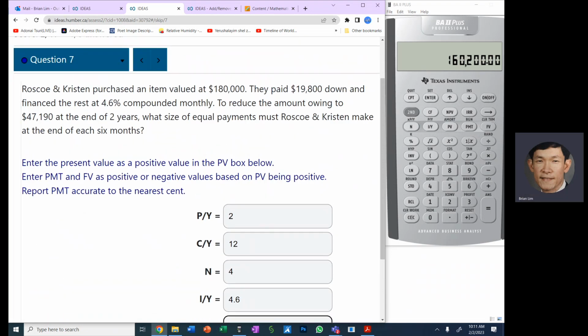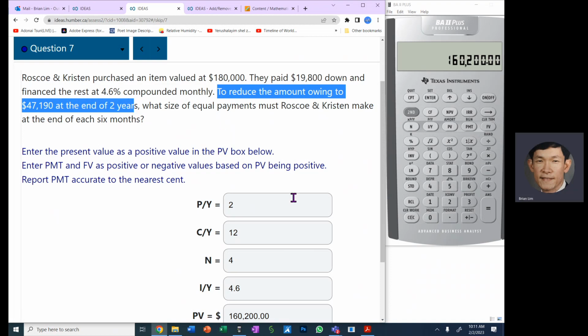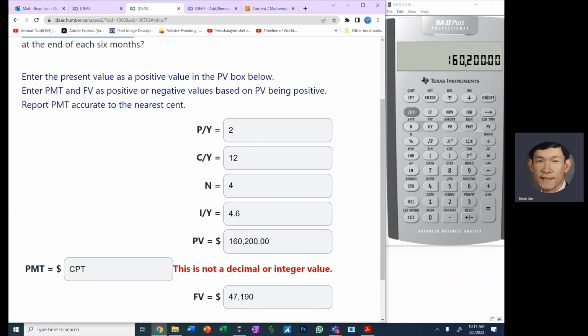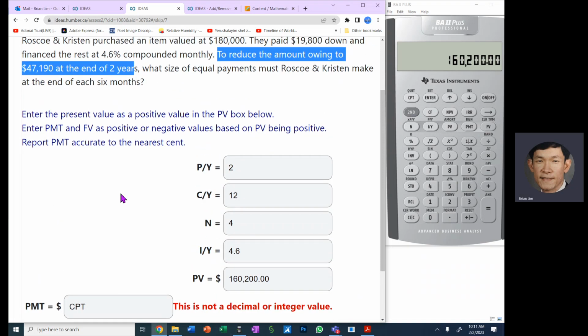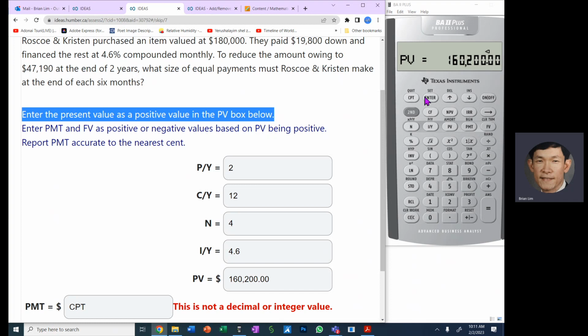And the future value now, they would like to reduce the debt to 47. It has the objective of these payments to reduce the amount owing to 47,190 at the end of 2 years. All right, 47,190. Okay, but that's not all. Remember, oh, sorry, I didn't enter the value into the present value. So there we are, present value is now 160,200. Now, these instructions are important also. Enter the present value as a positive value. So that is correct. It is positive.